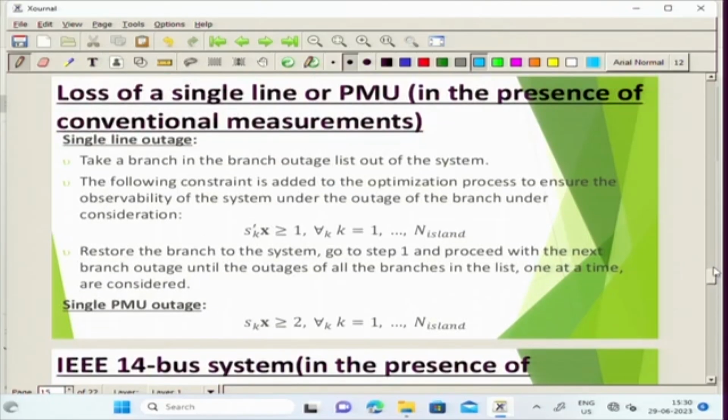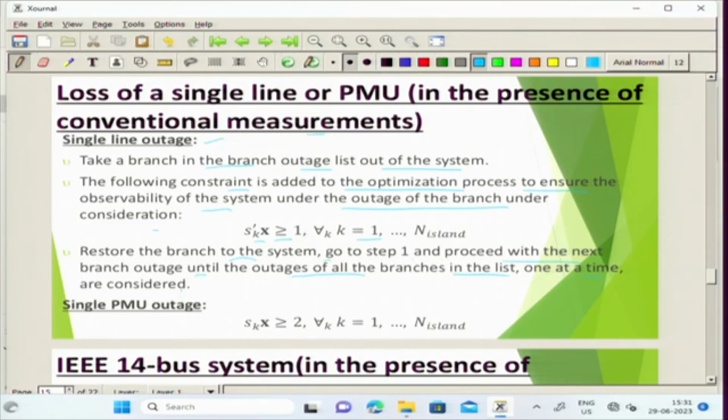Now the loss of a single line or PMU in the presence of conventional measurements. Single line outage, let us consider this. Take a branch in the branch outage list out of the system. The following constraint is added to the optimization process to ensure observability of the system under the outage of the branch under consideration: Sk'(x) is greater than or equal to 1 for all k equal to 1 to the number of islands that we consider. Then restore the branch to the system, go to step 1 and proceed with the next branch outage, until the outage of all the branches in the list, one at a time, has been considered.